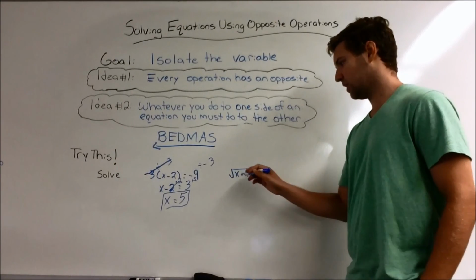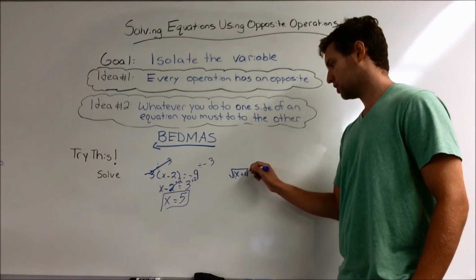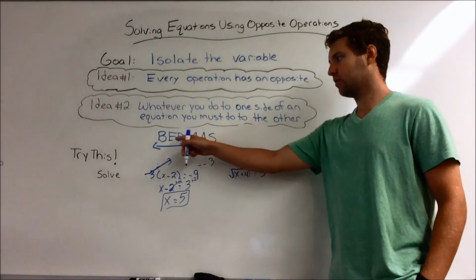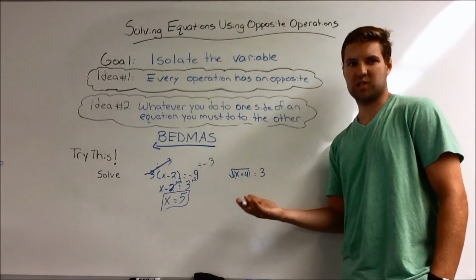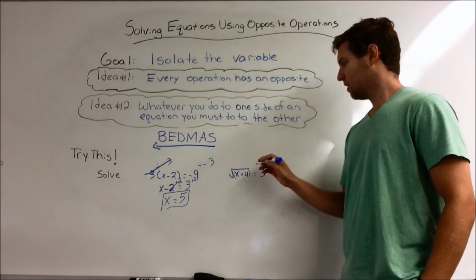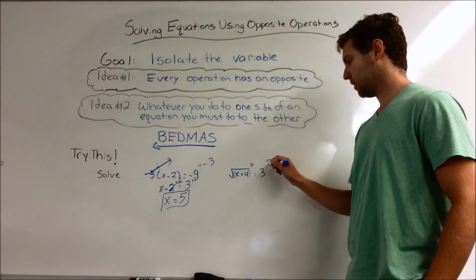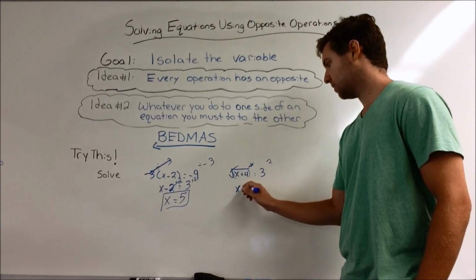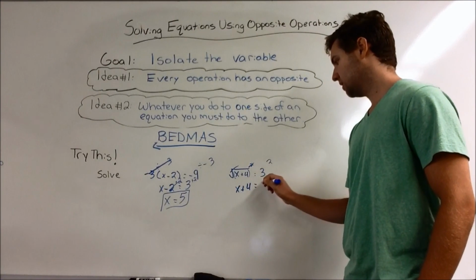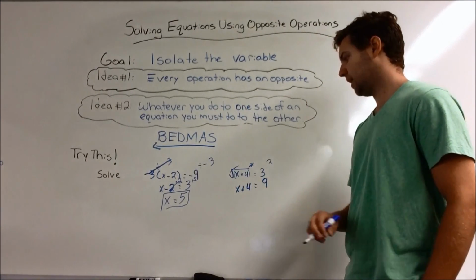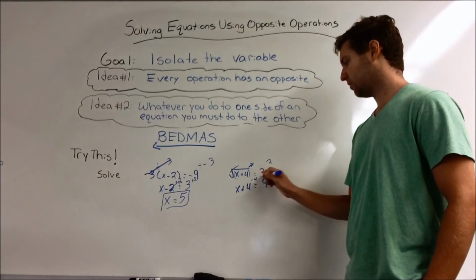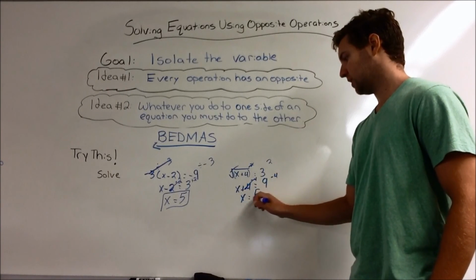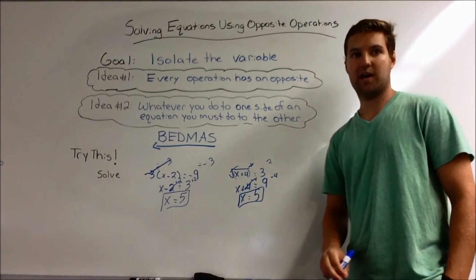Again, just like in fractions, whatever's on the inside of your square root is really in brackets, so we do that last. And we get rid of our exponents first, and a square root is kind of like an exponent. So the opposite of square rooting is squaring. So square root and square cancel out, and we get x plus 4 equals 9. And then we subtract 4 from both sides, and we've isolated x, so we get x equals 5 as our solution.